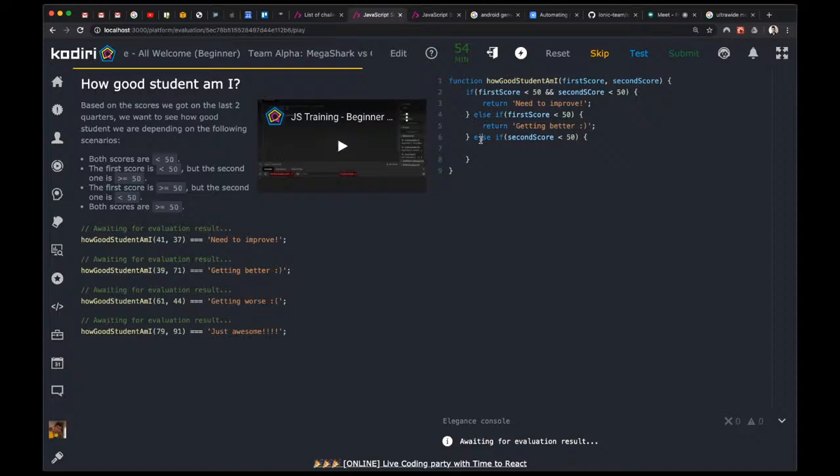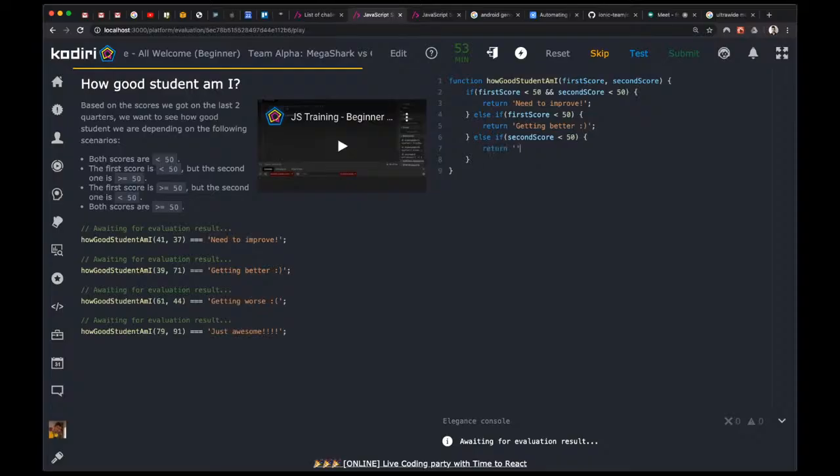On the other way around, if the first score was above 50, but the second one was below 50, the first condition won't be satisfied. It will jump here. If the first score is above 50, the second condition won't be satisfied. In here, what we know is that the first score is above 50 and the second score is below 50. Okay? I know that's a bit confusing.